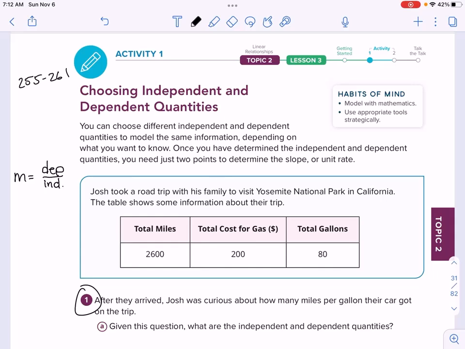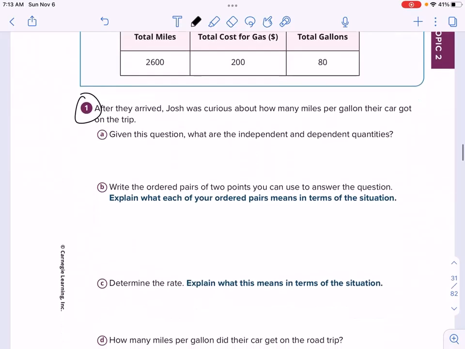Let's look at the context here on page 255. It says, Josh took a road trip with his family to visit Yosemite National Park in California. The table shows some information about their trip. They drove a total of 2,600 miles. Total cost for gas is $200, and they used up 80 gallons of gasoline. So think of those milk gallons, 80 of those, so quite a bit of gasoline. This context is going to be used for this page and also the next page, and we're going to interpret it in two different ways.